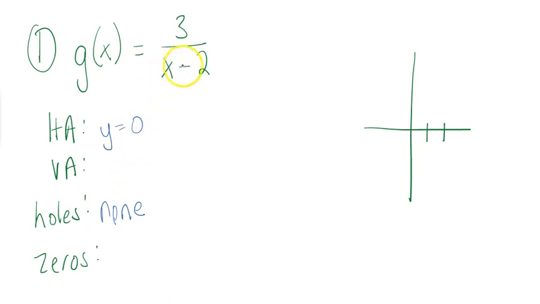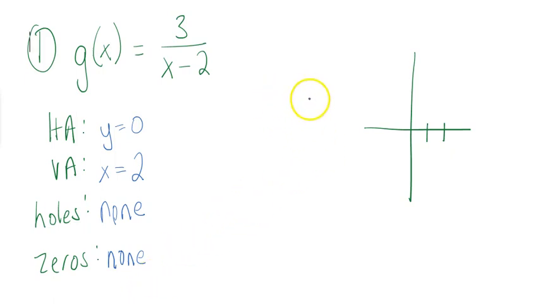Now let's look at what gives us a 0 on the bottom, and that would be a 2. So we have a vertical asymptote at x equals 2. Zeros would be where the top is 0, and the top is never going to be 0 because the top is always 3. So there are no zeros. That just means it does not cross the x-axis.